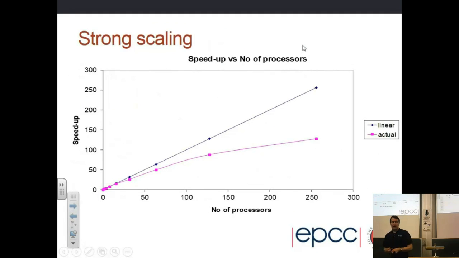So a typical scaling graph is strong scaling. This is what I showed with the Sharpen example. We wanted to solve the same problem, sharpen up the same image, but increase the number of processors. And this is the kind of graph you'll get. Linear speed up is 256 times faster on 256 processors. In reality, it tails off.